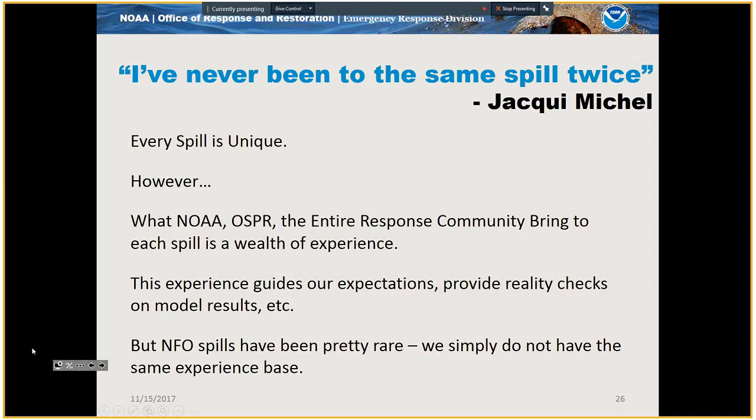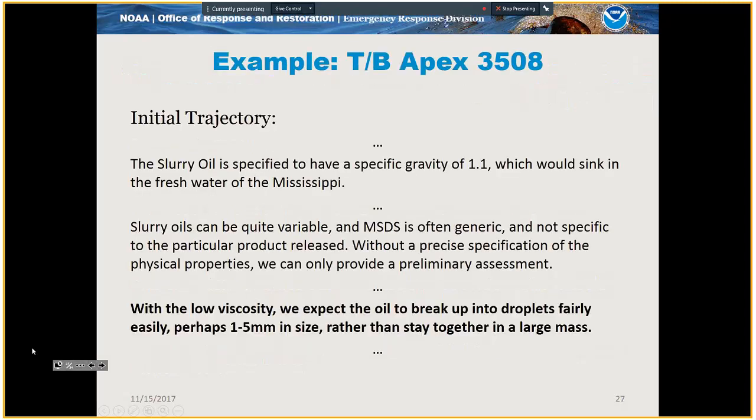Non-floating oil spills have been pretty rare, so we just don't have that same wealth of experience. We're even more likely to be surprised by what happens. So here's an example of that. This is the ATEX 3508 that Jordan mentioned. This is a slurry oil and a barge and a crash. And we got the SDS. That's what we have.